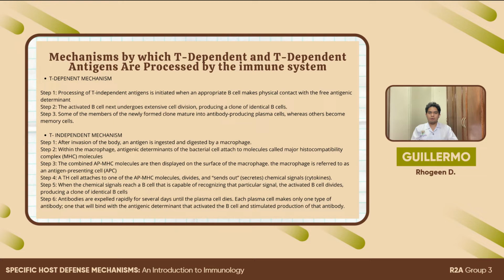Step 4. A Th cell attaches to one of the antigen-MHC molecules, divides, and sends out chemical signals. Step 5. When the chemical signals reach a B cell that is capable of recognizing that particular signal, the activated B cell divides, producing a clone of identical B cells. Step 6. Antibodies are expelled rapidly for several days until the plasma cell dies. Each plasma cell makes only one type of antibody, one that will bind with the antigenic determinant that activated the B cell and stimulated production of the antibody.